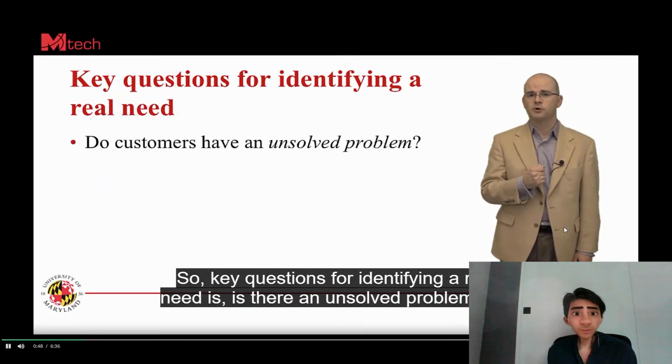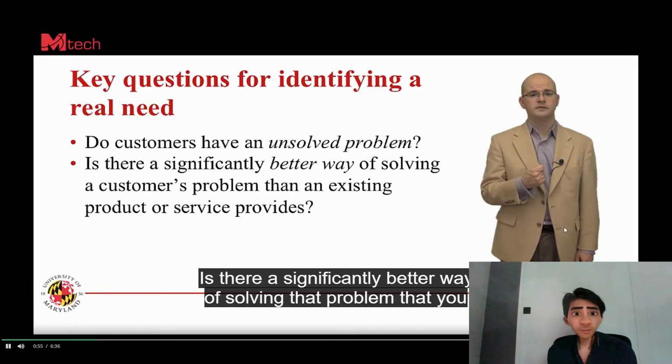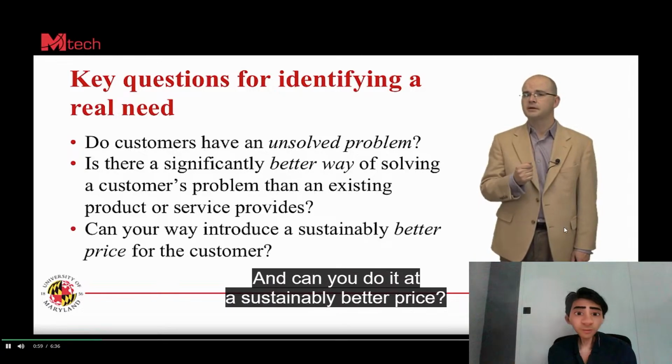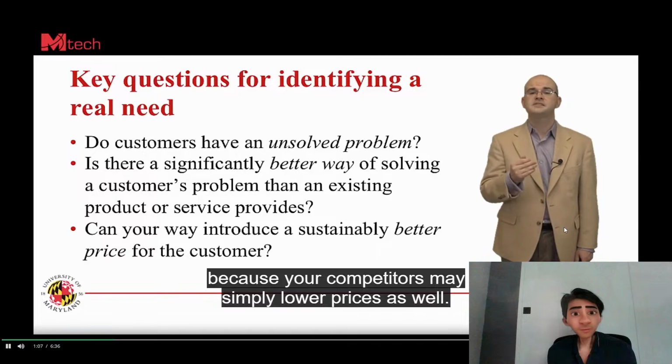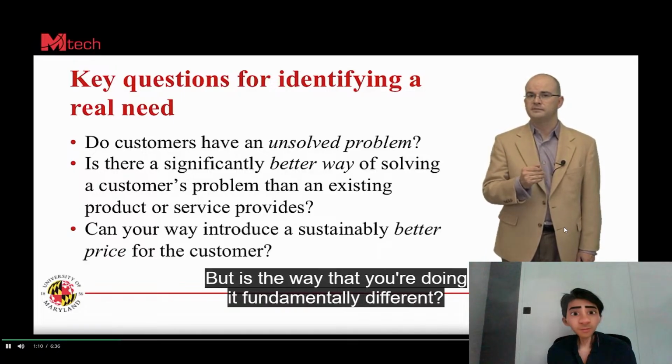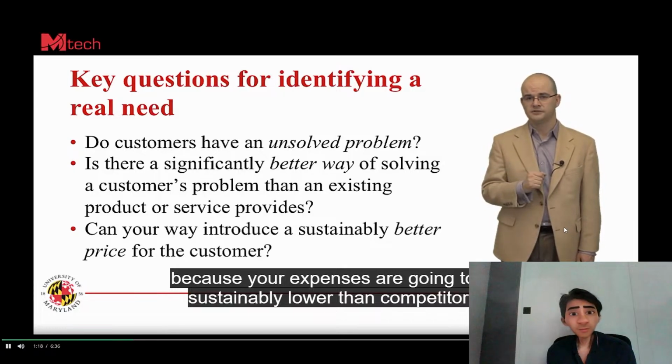Is there an unsolved problem? And do you have any evidence or research to support that? Is there a significantly better way of solving that problem that you can bring to market? And can you do it at a sustainably better price? So being cheaper temporarily is not necessarily a great solution, because your competitors may simply lower prices as well. But is the way that you're doing it fundamentally different, that you can deliver a sustainably lower price because your expenses are going to be sustainably lower than competitors?